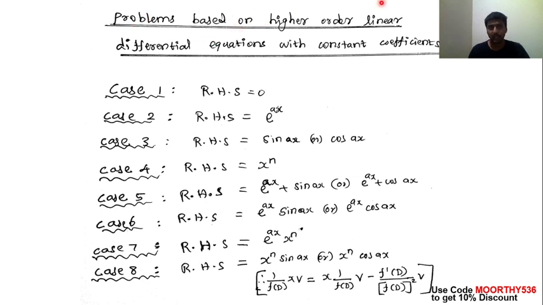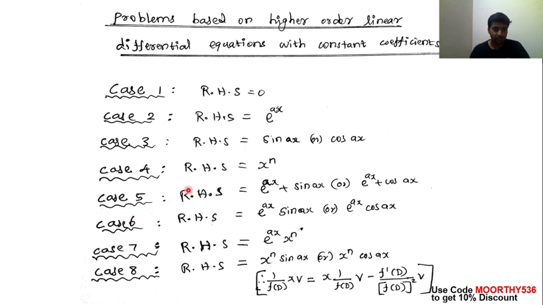Problems based on higher order linear differential equations with constant coefficients. Now here, case 1: R equal to 0. Case 2: R equal to e power ax. Case 3: in the given differential equation, the left side depends upon the operator capital D, and the RHS may be 0, e power ax, or sin ax or cos ax. Then case 4: R equal to x power n, the RHS is x power n. So this is the condition here.